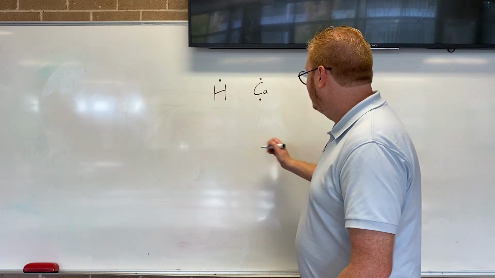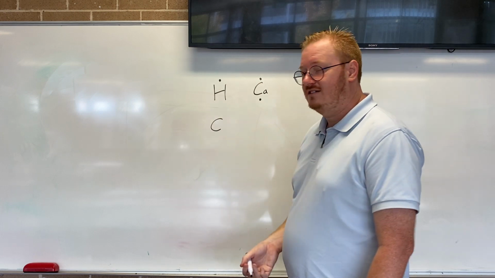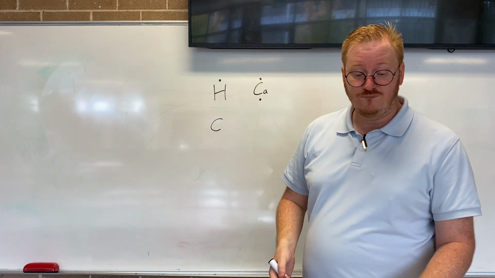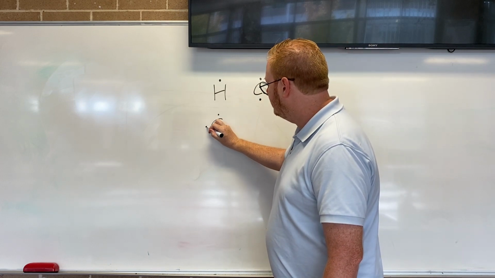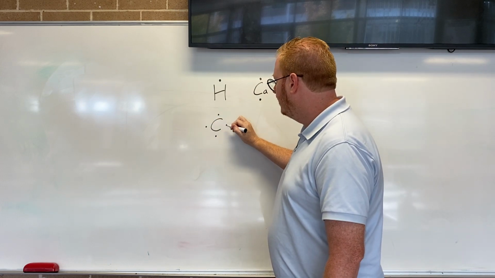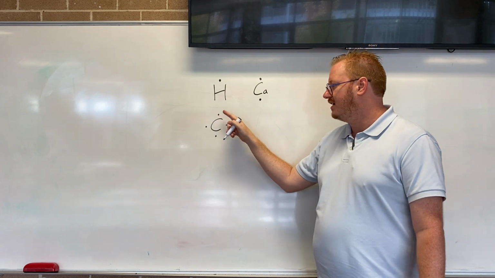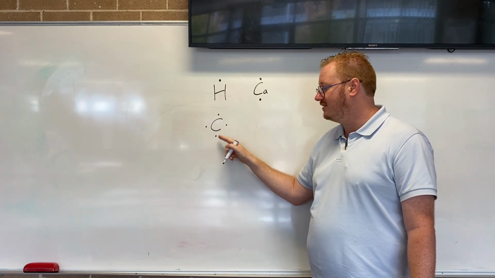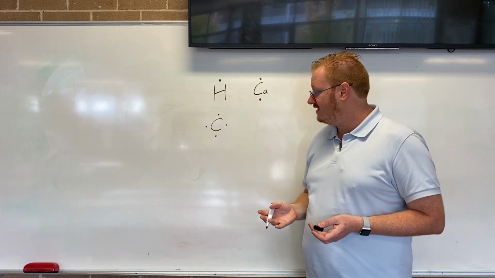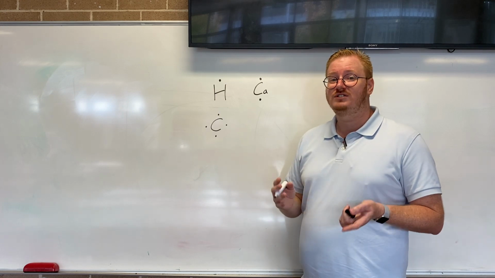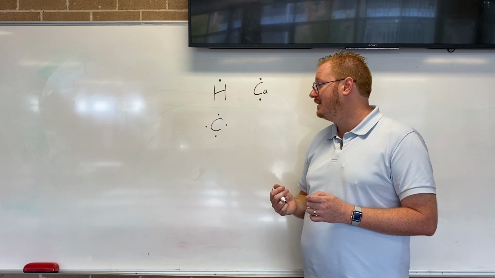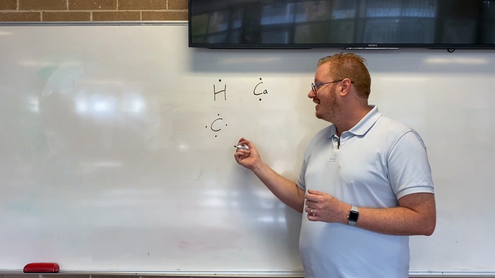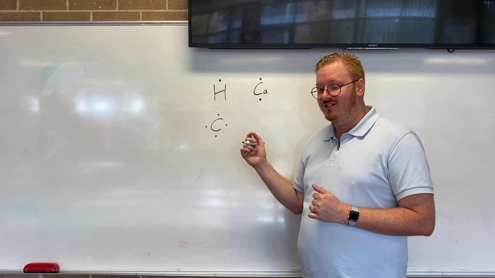For carbon, symbol for carbon, it's got 4 valence electrons. 1, 2, 3, 4. Notice I put them one at the top, one on each side, one down the bottom, away from each other. Using that model, electrons will repel each other, so they're the furthest away from each other. And so we've got 4 around carbon.